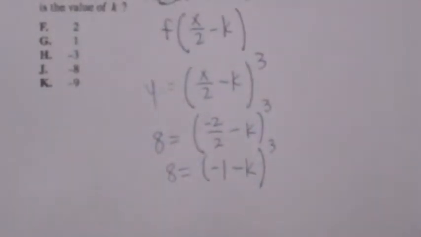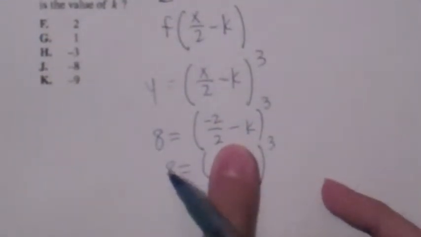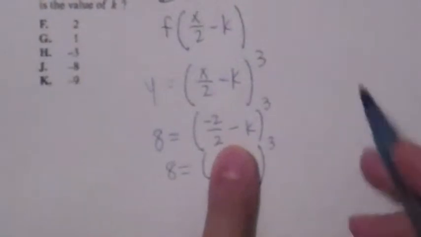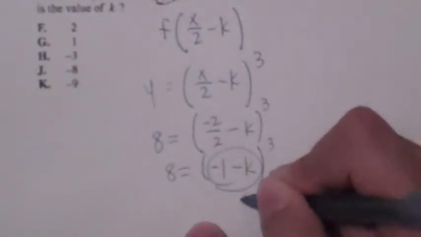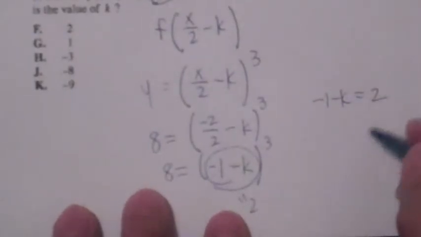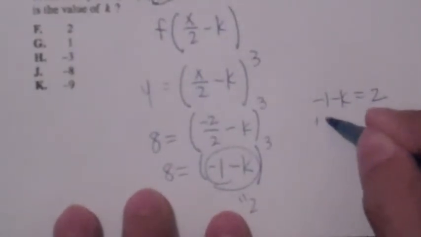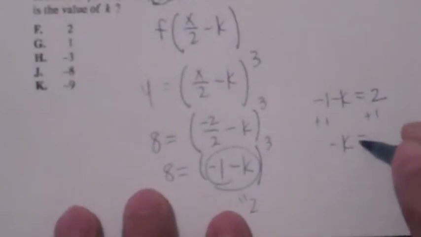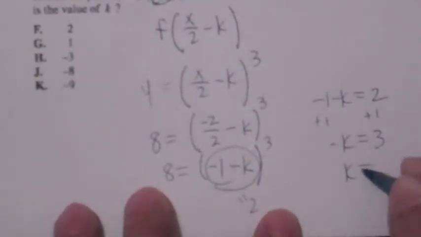So there's a couple ways you can handle this right here. Again, if you've taken Algebra 2, you can do the 1/3 power on both sides, or the cube root of both sides, or you can just think about it. What number cubed equals 8? Well, 2 cubed equals 8. That means the inside right here has to equal 2. So you just have negative 1 minus k equals 2, and it's just a matter of solving this problem right here. You add 1, negative k equals 3, so that means you get k equals negative 3, which is choice H.